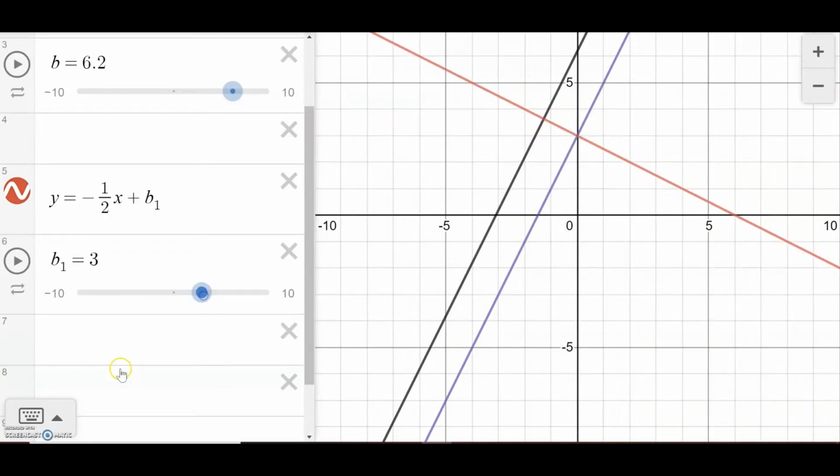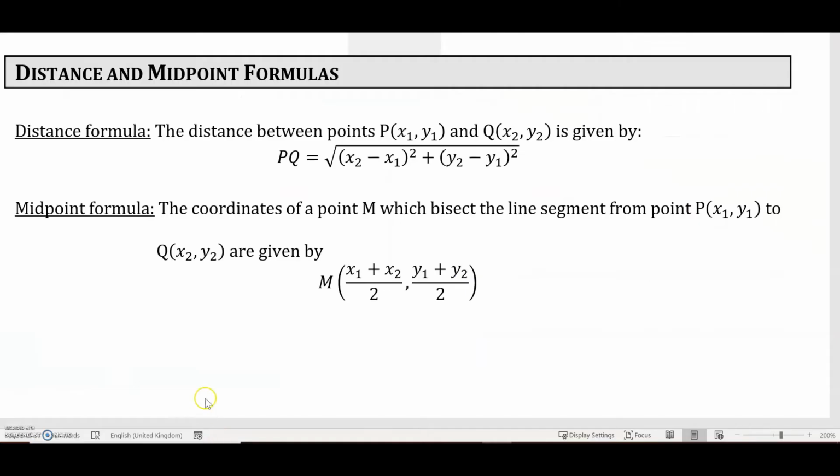but it has a different y-intercept. The last thing we're going to look at in this review section is the distance and midpoint formulas. The distance formula is an extension of what was covered in Math 145 with right-angled triangles and the Pythagorean theorem. The distance between points P and Q, given by the coordinates x1, y1, and x2, y2, is given by the following formula. The distance from P to Q is equal to the square root of x2 minus x1 squared plus y2 minus y1 squared.